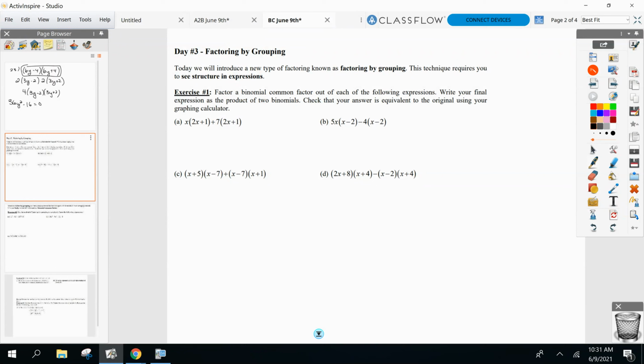Take a look at my first example here on part A. Everyone see how I have x times (2x plus 1) plus 7 times (2x plus 1). I want to keep factoring with you. That's not done yet. I don't want you to distribute anything; you're going backwards with me. Do you notice on the left and the right, do they have something in common? What do they both have in common?